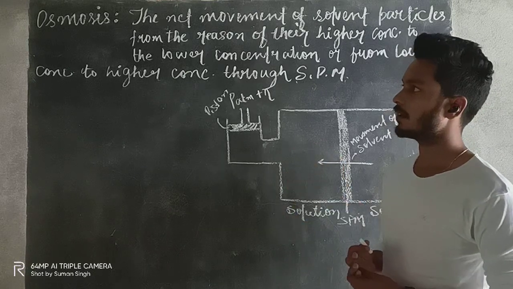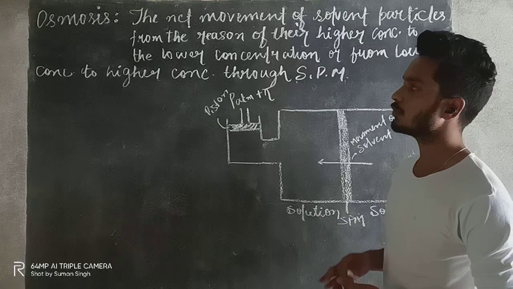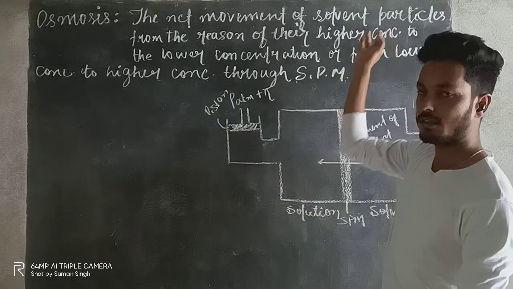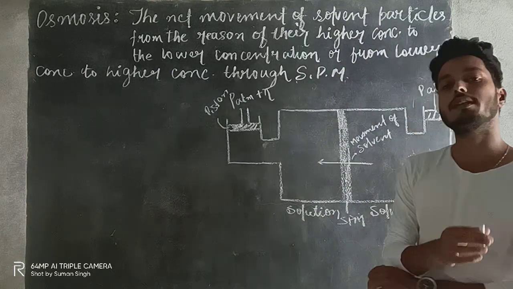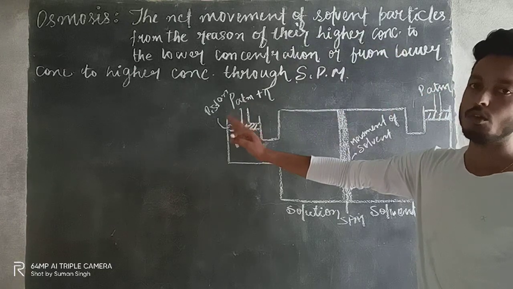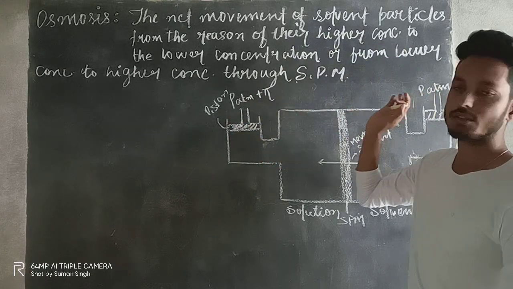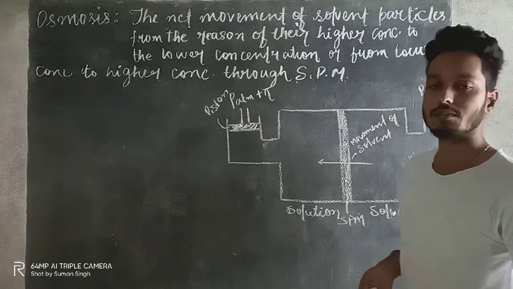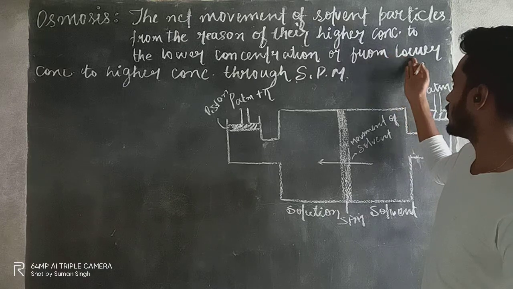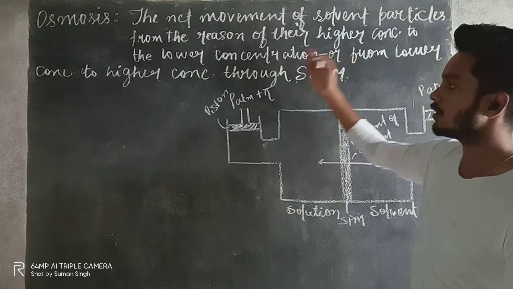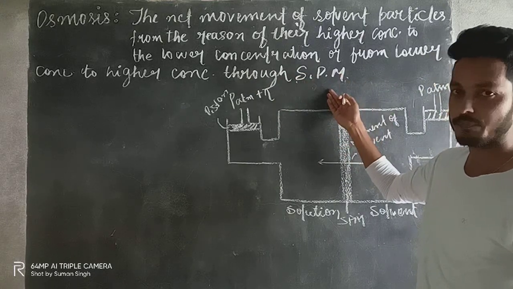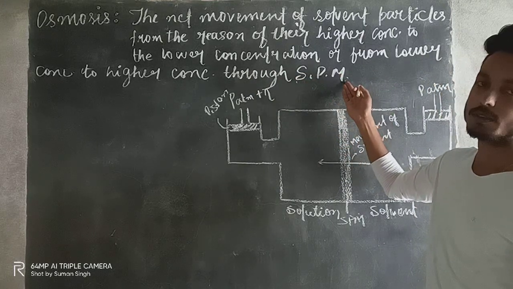Regarding osmosis, what is osmosis? It is the net movement of solvent particles from the region of higher concentration of the solvent to the region of lower concentration of the solvent. Or you can reverse it like this: it is the net movement of the solvent particles from the lower concentration of the solution to the higher concentration of the solution, through a semi-permeable membrane, is called osmosis.